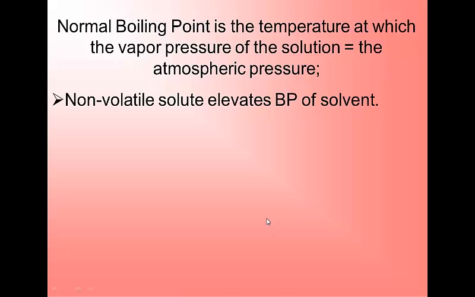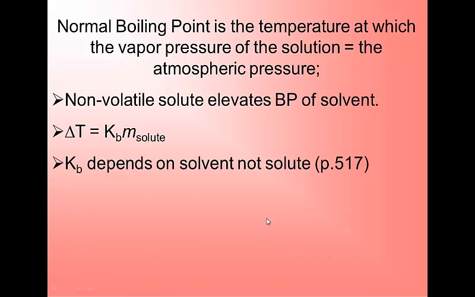A non-volatile solute elevates the boiling point of a solvent. Please remember, a non-volatile solute will include solids, both molecular and ionic. The formula to calculate the change in temperature from the pure solvent's boiling point to the solution's boiling point is ΔTb = Kb × molality of the solute. The Kb is a constant that will depend on the solvent, not the solute. It is a constant that's listed on page 517. It's also a constant that's got to be given to you.